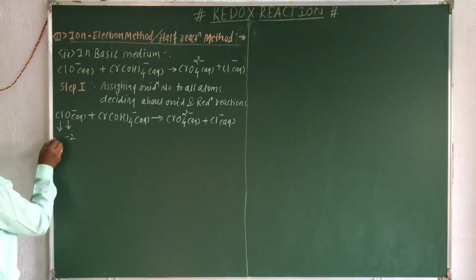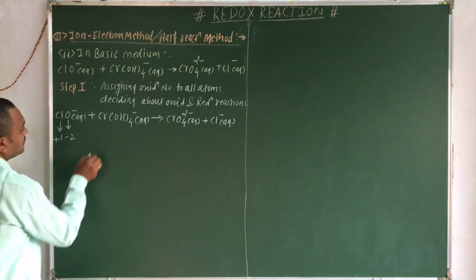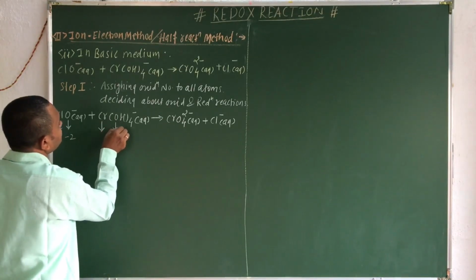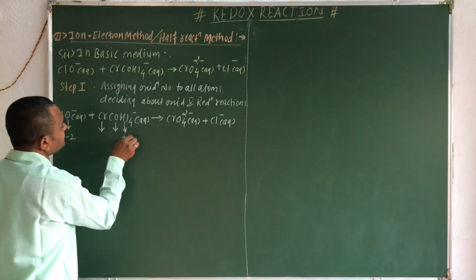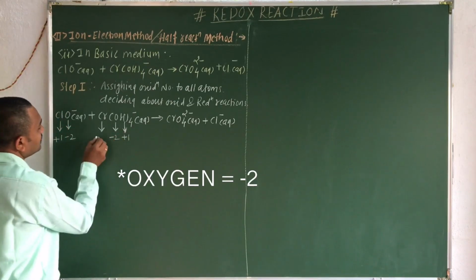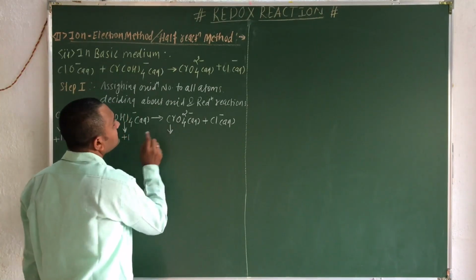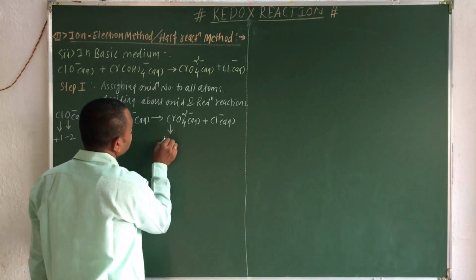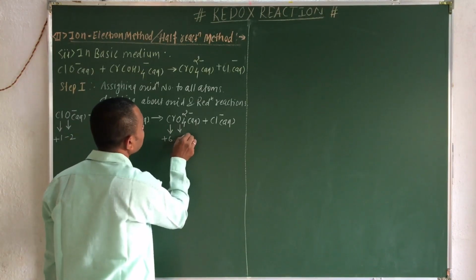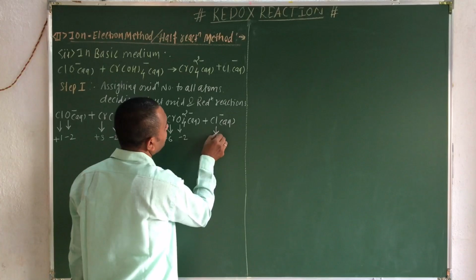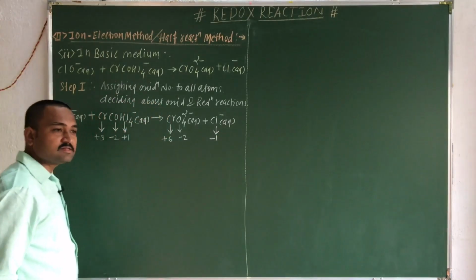Oxygen will have -2, therefore chlorine will have +1. Here the oxidation number of hydrogen will be +1 and oxygen will have -1. Therefore, what about the chromium? That is +3. In CrO4 2 minus, oxygen will have the oxidation number -2 and chromium +6, and chlorine will have the oxidation number -1.